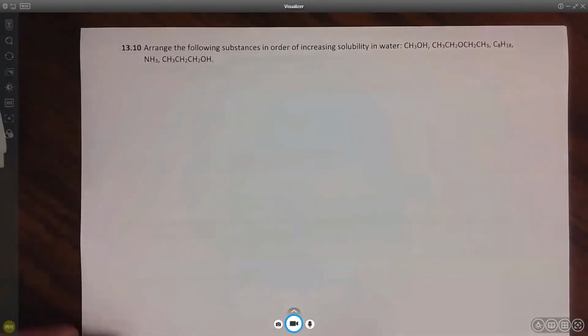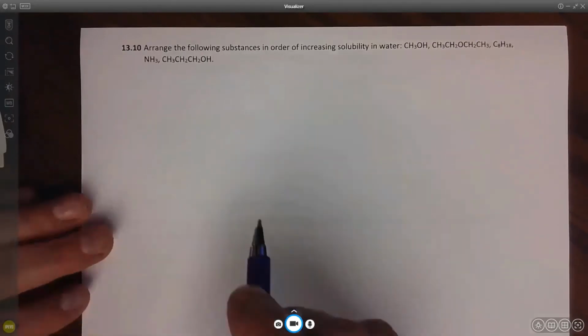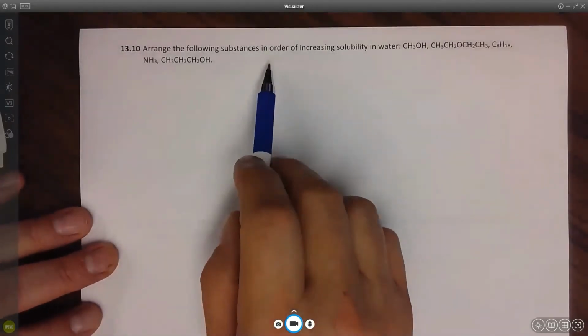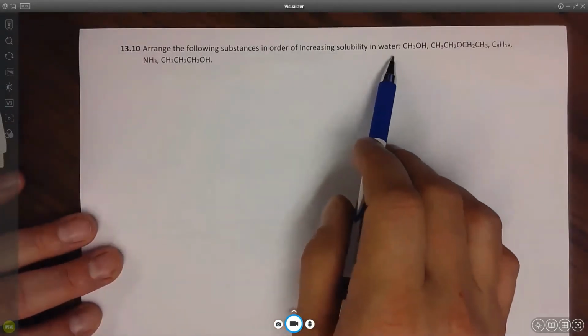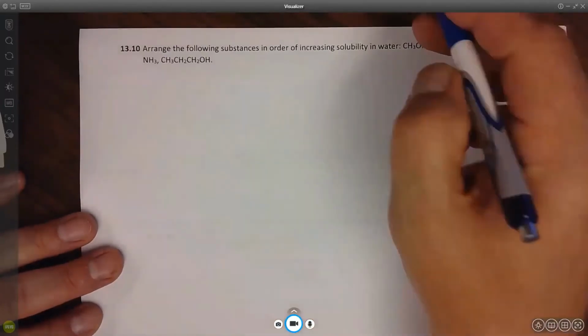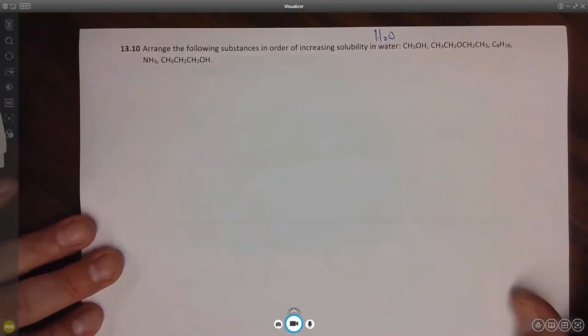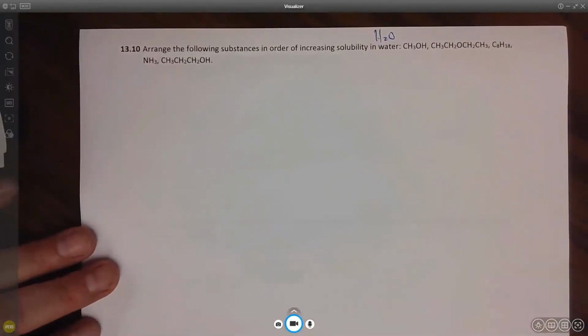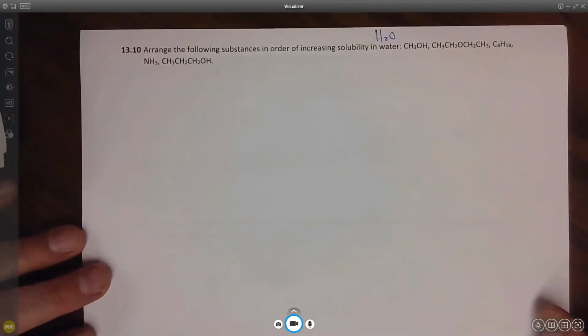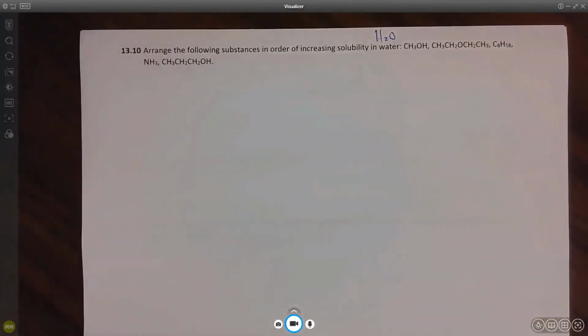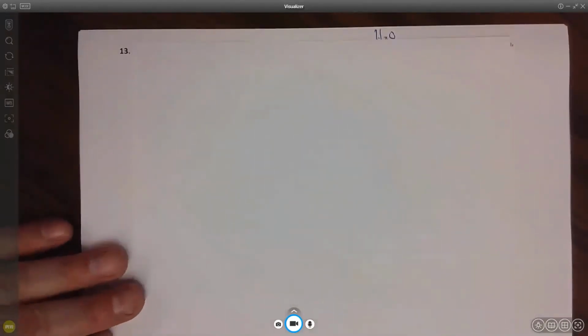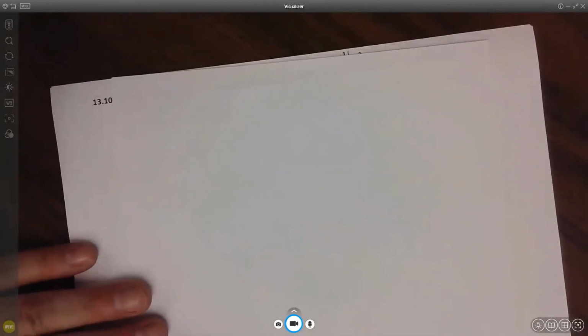So this is number 10 from chapter 13. And it says, arrange the following substances in order of increasing solubility in water. So water, so we have H2O. Now we know that solubility: like dissolves like. And so in order to understand that, we need to understand what intermolecular forces are. So as a quick review, there are different types of intermolecular forces.